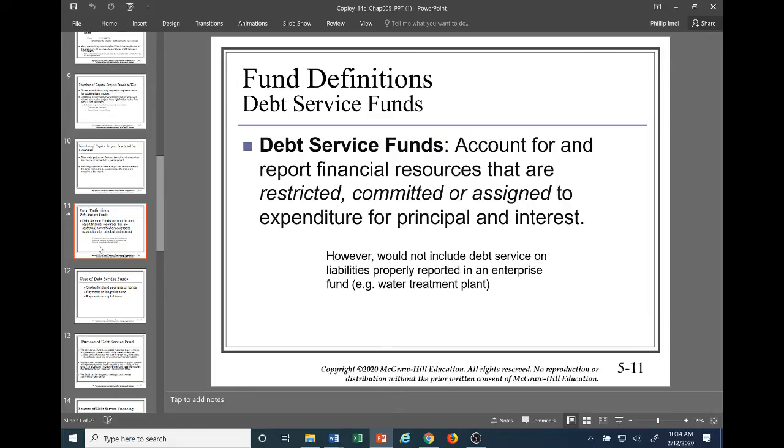It would not include debt service on liabilities properly reported in an enterprise fund, like for a water treatment plant, right? Why would this be so? Because they carry their own debt, right? They account for it because it's on the accrual basis. So there's no need to use a debt service fund, right? I just want to keep pointing that out because that's a business-type activity, not a governmental-type activity, right? So it's on a whole different type of accrual accounting. It's on the full-blown accrual, so they're going to account for it.